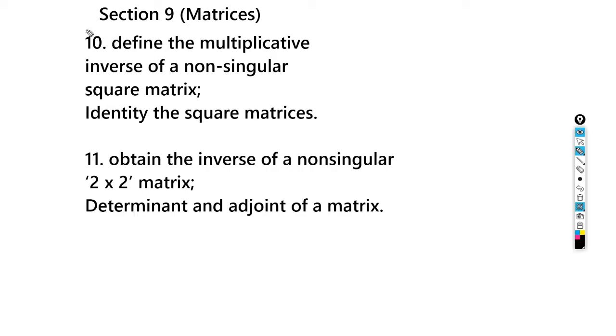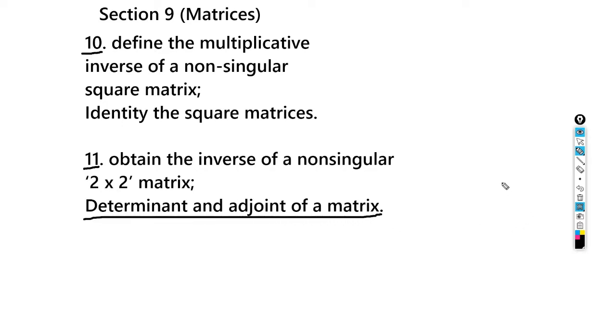We're just continuing here with the next two learning objectives on the syllabus for matrices, which is section 10 and section 11. The first objective says, define the multiplicative inverse of a non-singular square matrix, identify the square matrices. And 11 says, obtain the inverse of a non-singular 2 by 2 matrix, the determinant and the adjoint matrix.